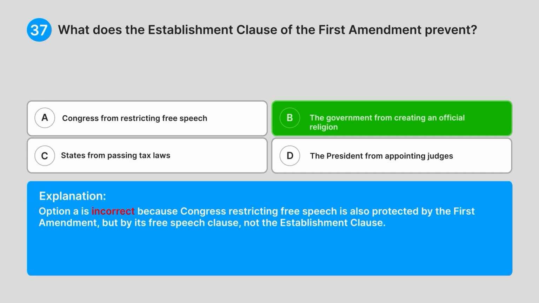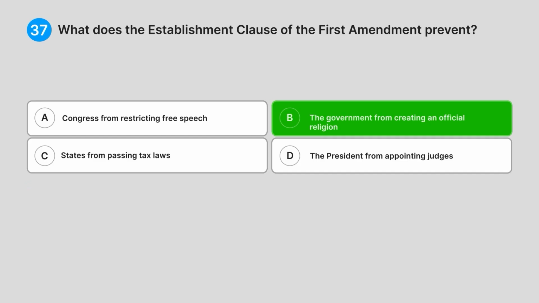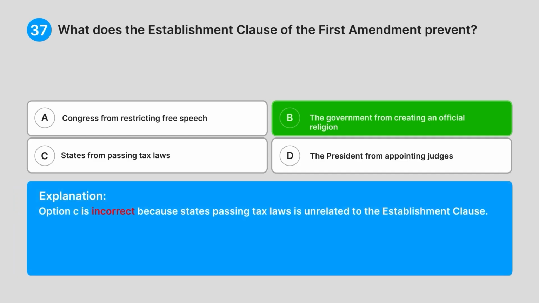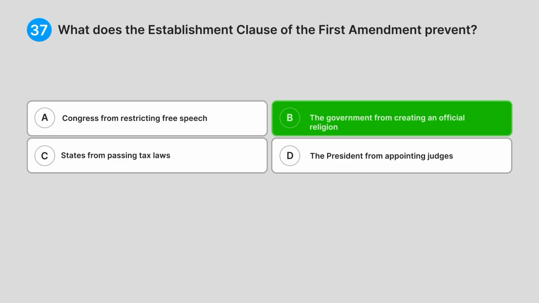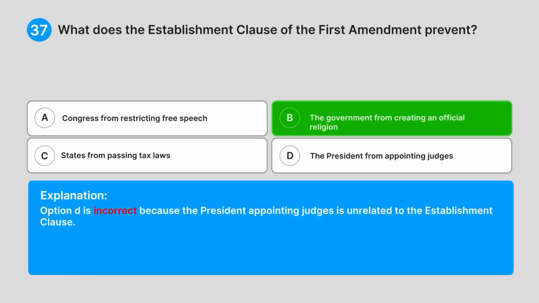Option A is incorrect because Congress restricting free speech is also protected by the First Amendment, but by its free speech clause, not the Establishment Clause. Option C is incorrect because states passing tax laws is unrelated to the Establishment Clause. Option D is incorrect because the president appointing judges is unrelated to the Establishment Clause.